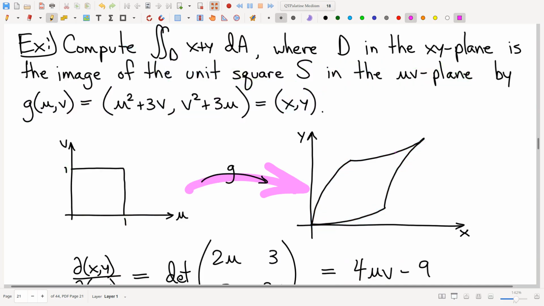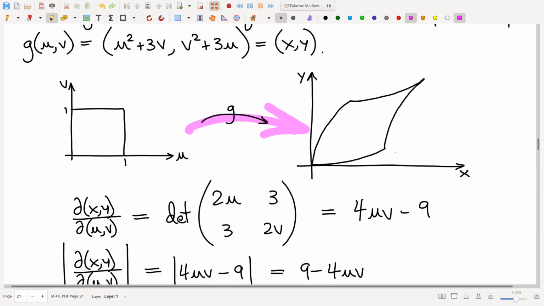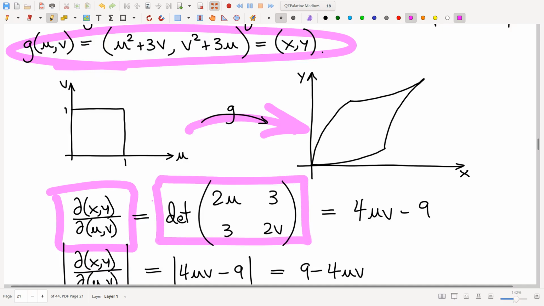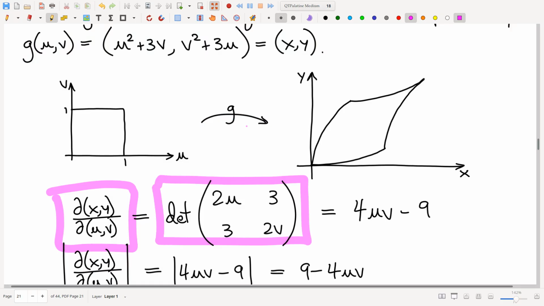Again, this function is given. There it is, x and y, functions of u and v. And I'm going to compute the appropriate partials of x and y with respect to u and v, keeping in mind that this notation means determinant. So that's just some partial derivatives. Make sure you can do that, obviously.